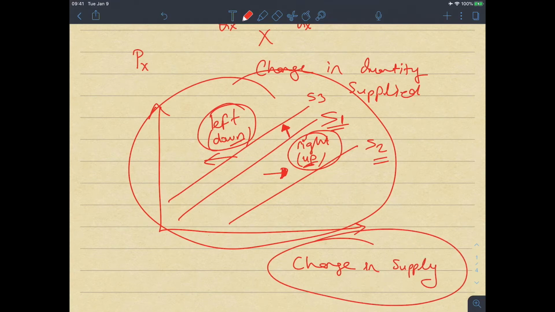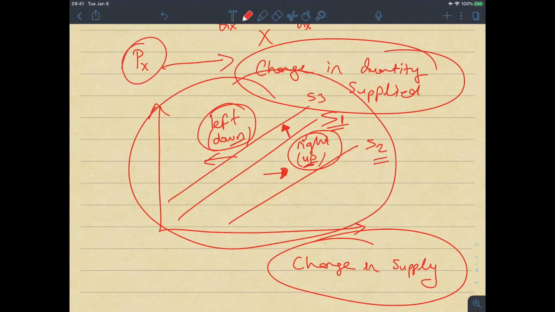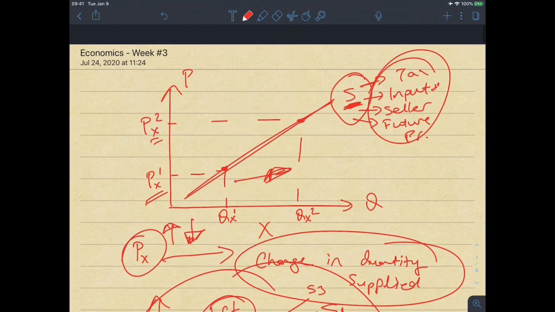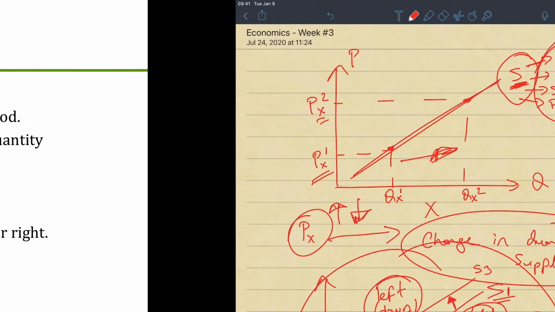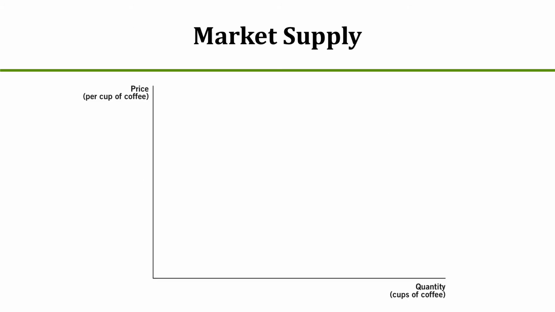And as you can see, it's totally different than the change in quantity supplied. Here, in the change in quantity supplied, only the price is changing. It's going down or up. But in the change in supply, maybe the tax is changing, maybe input price is changing, or the number of sellers, or the future price expectations. So that's the difference that you have to know.